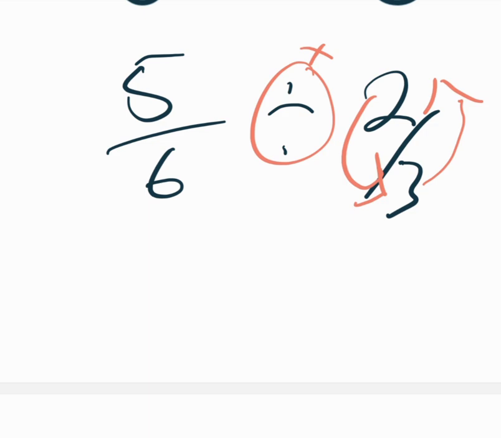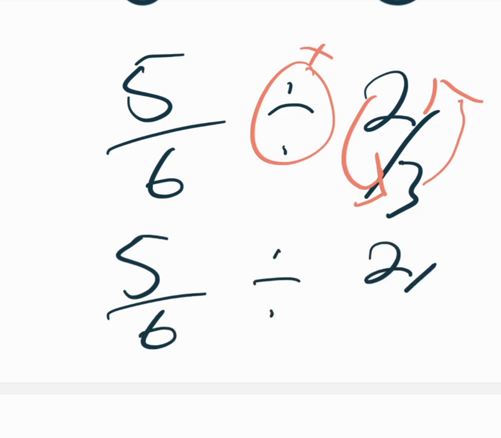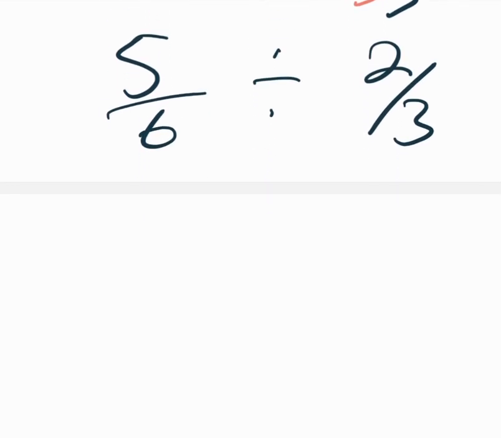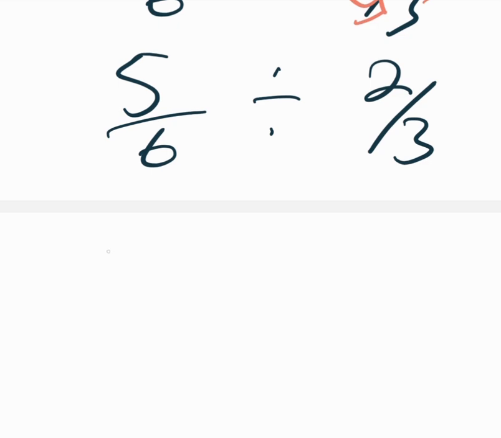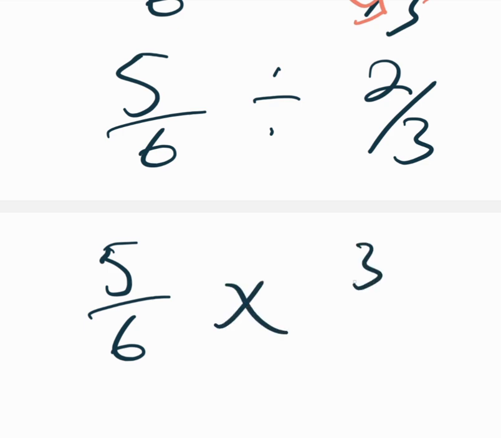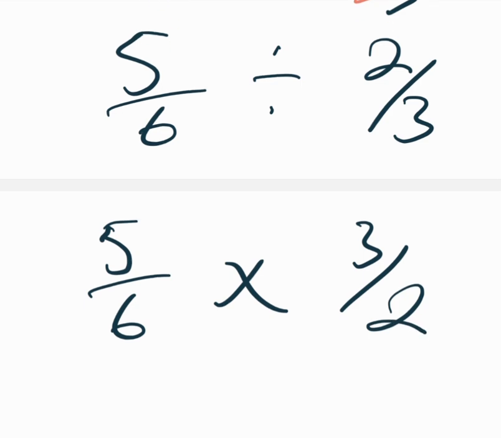So let's see how we're going to do this real quick. Let me repeat the question once more. I have 5/6 divided by 2/3, right? So when I have this, I'm going to have 5/6, and this is going to change to what? Multiplication sign. When it changes, I'm going to have 3 on top as a numerator, and 2 as a denominator, right?